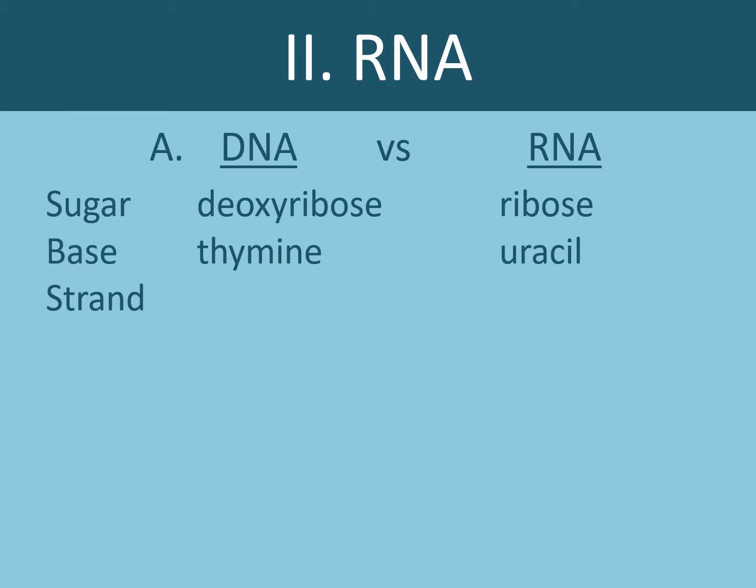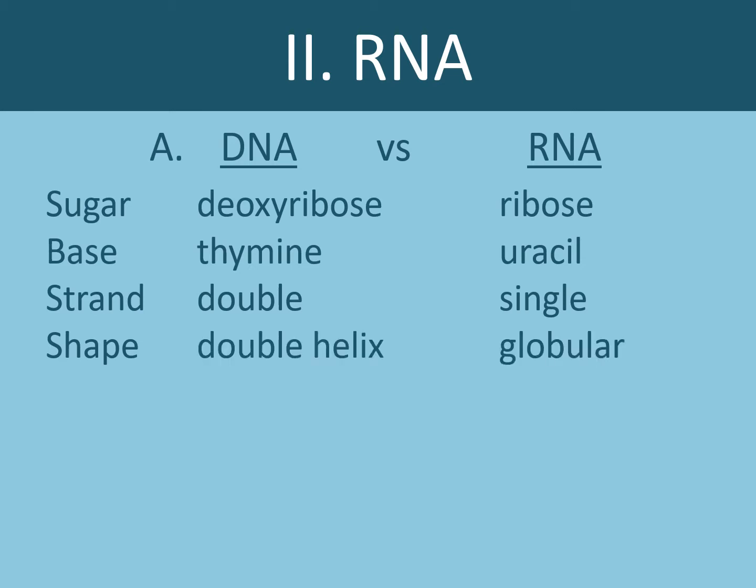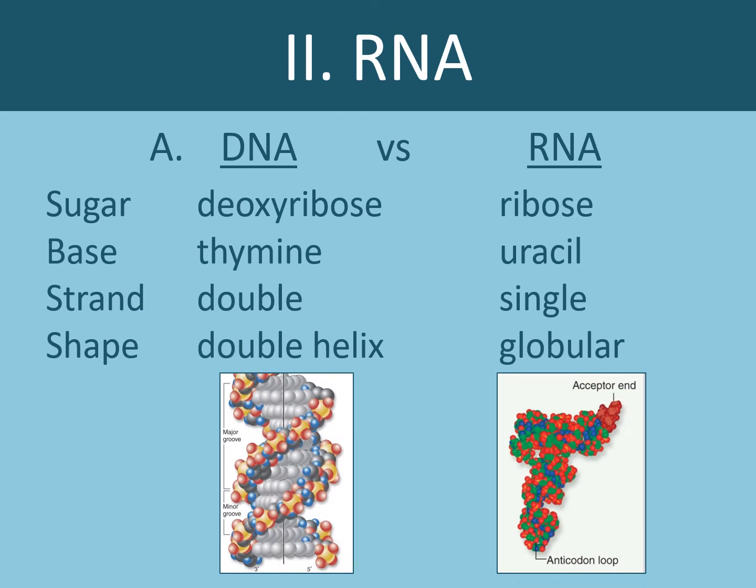The number of strands that are found in DNA and RNA is different. DNA we know is double-stranded, whereas RNA is usually single-stranded. Finally, the overall shape of the molecules is different. DNA has that nice, orderly double helix shape, whereas RNA is like a string that you've taken and balled up. This is called a globular shape. In the two pictures below, you can see the different structures of DNA on the left and RNA on the right.